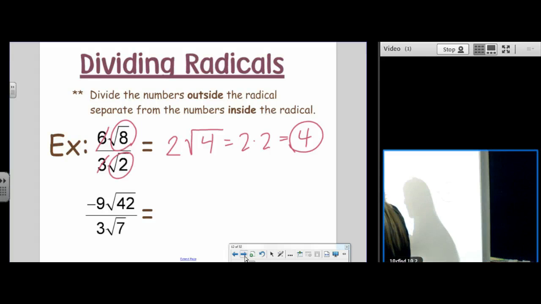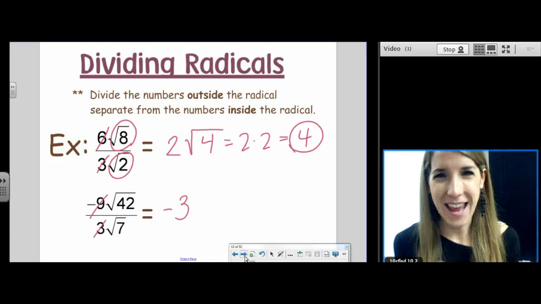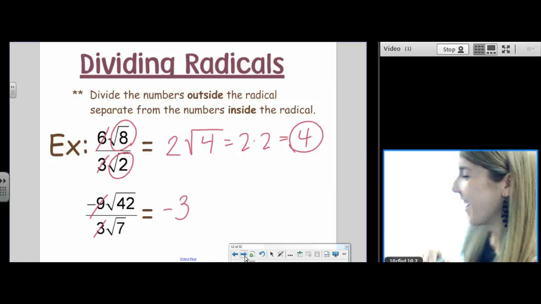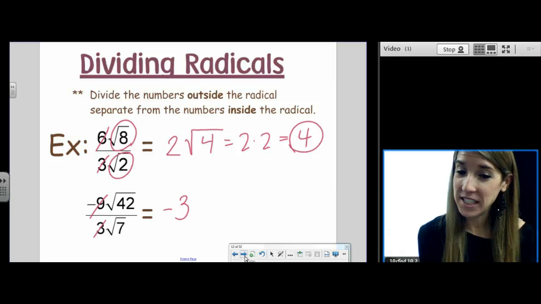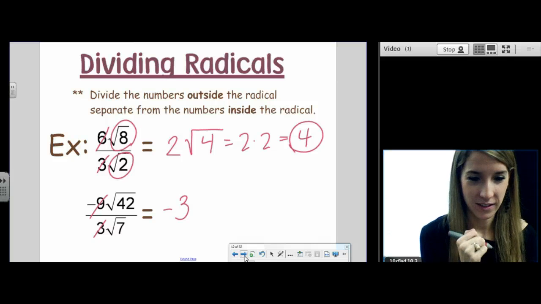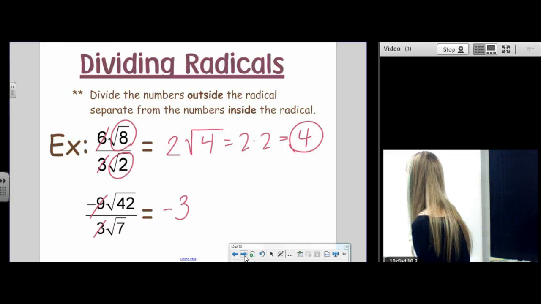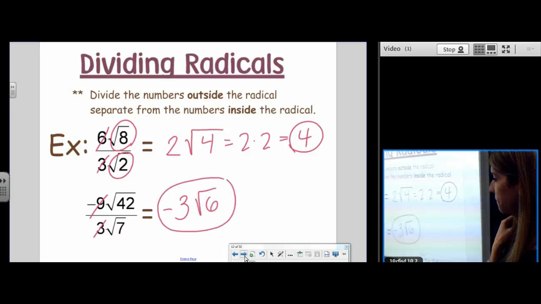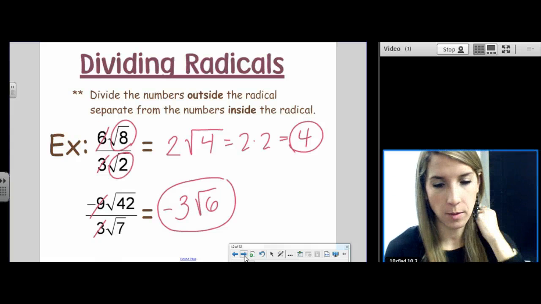Ready? Negative 9 divided by 3. Negative 3. Oh, you say it's easier, but it's going to get harder. 42 divided by 7. Yeah, we just haven't had to simplify them much. Square root 6, right? And that one is already simplified, actually. We okay there? Negative 3 root 6.